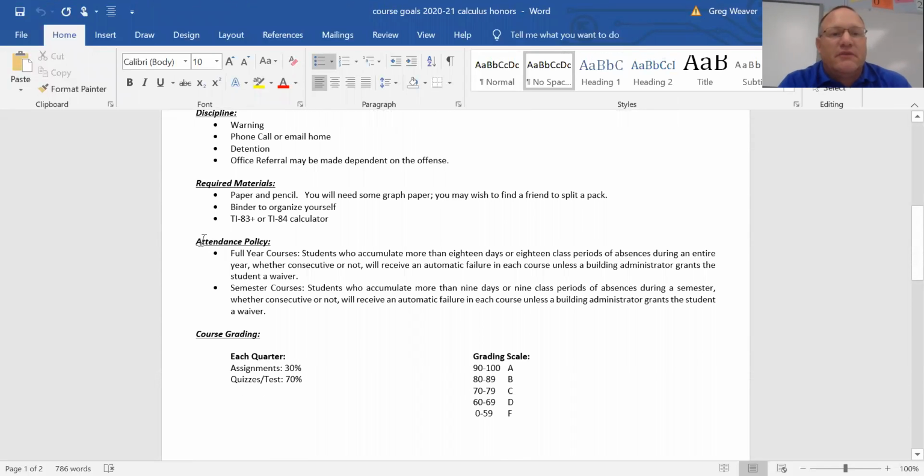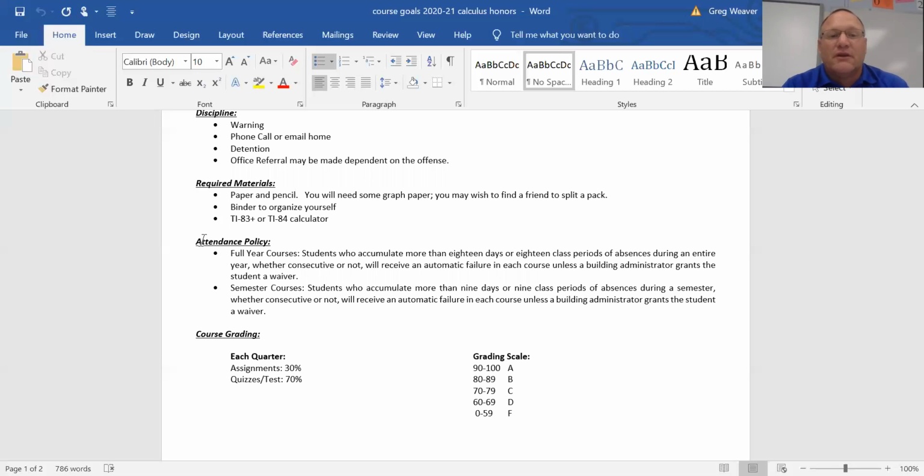Flipping down there to materials that you're going to need. You need some paper or pencil. May want to use a pen, depends on how you write. I do need to be able to see it when you submit it into the computer. You will need some graph paper. You may want to find a friend and split a pack. You're not going to need a whole lot, maybe 50, 75 sheets maximum. So if you get a nice little book, or if you want to split some with your neighbor, that's fine with me.